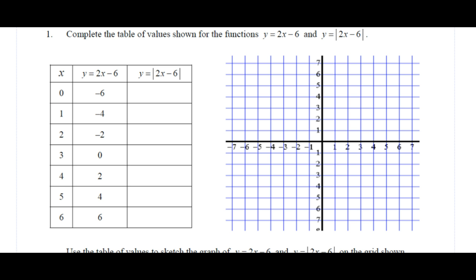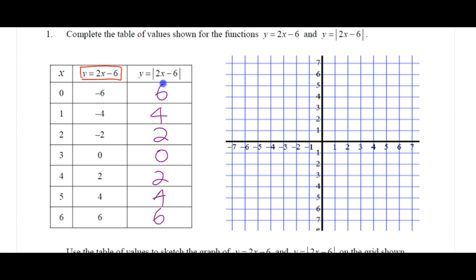But what we really want to do is be looking at, okay, compared to y equals 2x minus 6, what's the absolute value of 2x minus 6? So what goes in here? 6. Okay, so we know the absolute value says take whatever value, right? Evaluate the expression and then make it positive. So the expression's already evaluated, and then we're going to graph these two, right? Use table values to sketch.